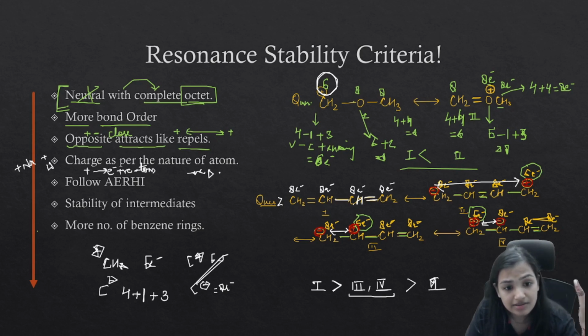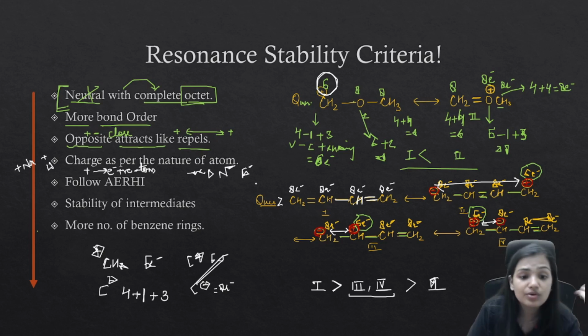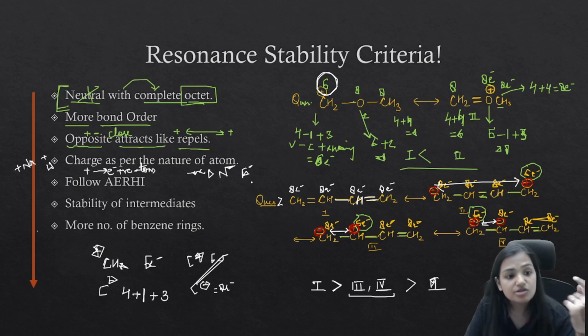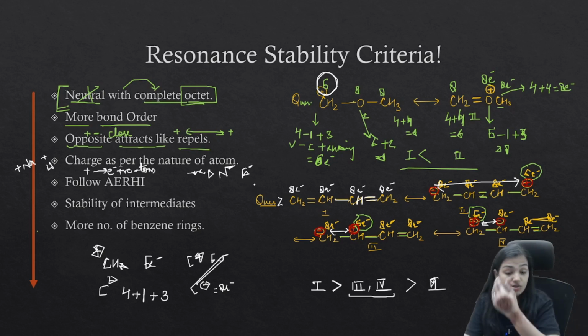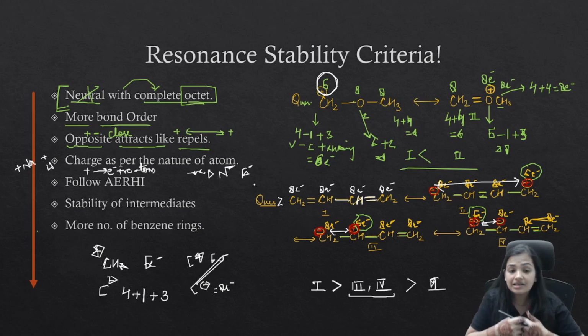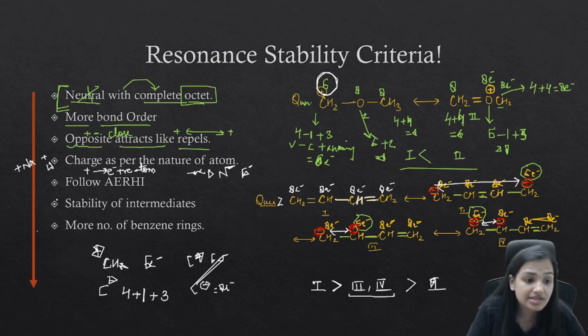and the negative charge has to be over the electronegative atom, just like over the oxygen, over the nitrogen we could have a negative charge, over the fluorine or chlorine, the electronegative atoms, we could have a negative charge. So the charge must be as per the nature of the atom. If an atom is electronegative, it must carry a negative charge, and if an atom is electropositive, it must carry a positive charge. So this is the point.